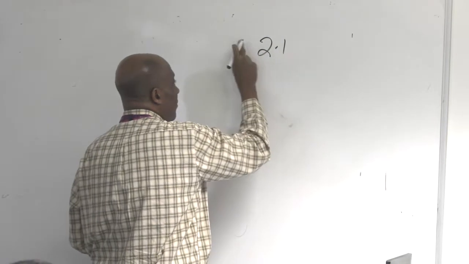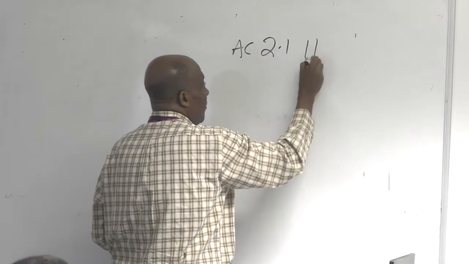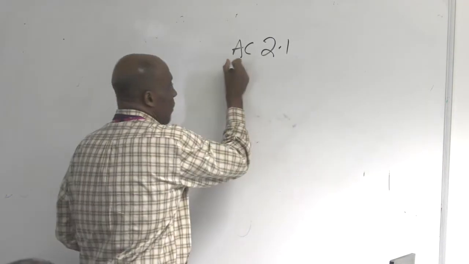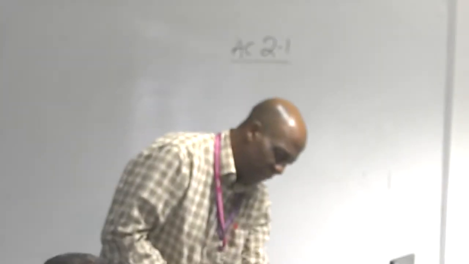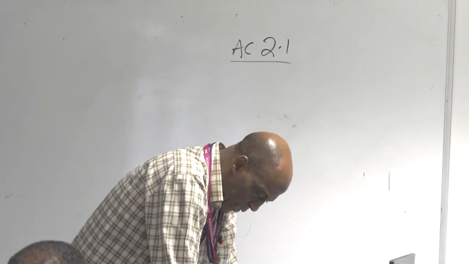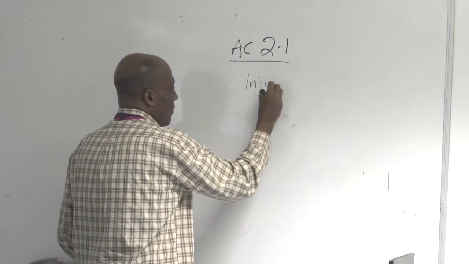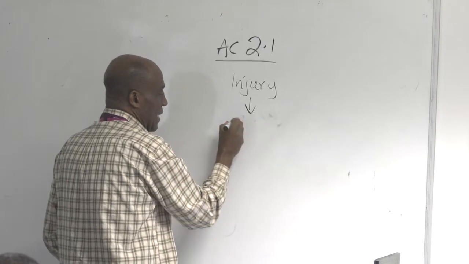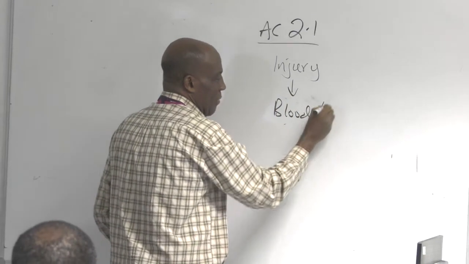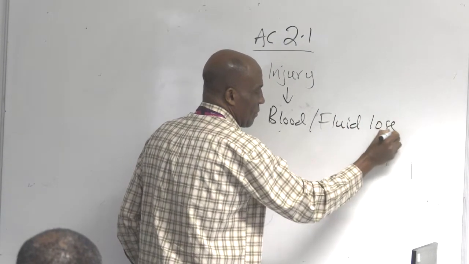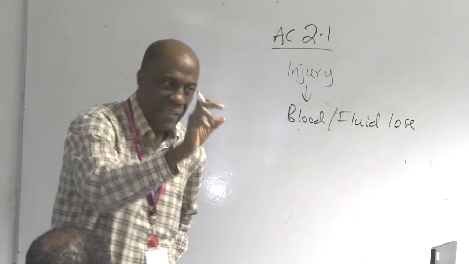So 2.1 of your assignment brief, let me read it first for you. It says, explain the process of hemostasis in a given scenario. So there's an injury. And there's blood or fluid loss. And your task. So this person was taken to hospital. The person wasn't left there. The person was taken to hospital.